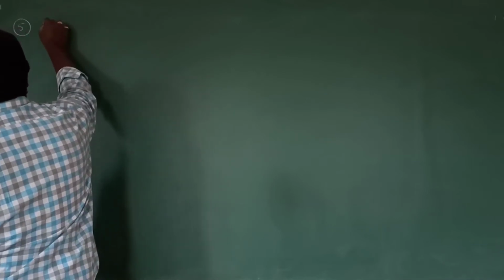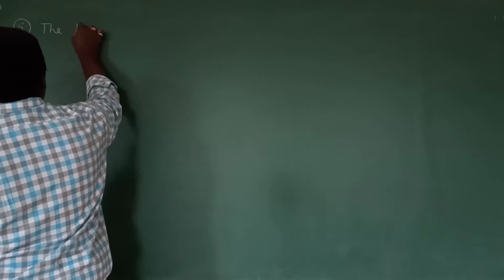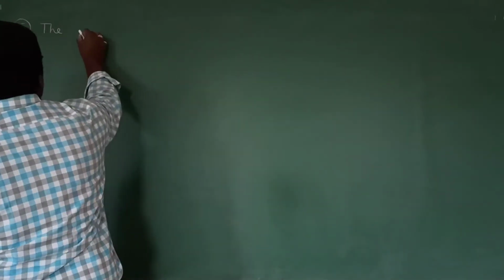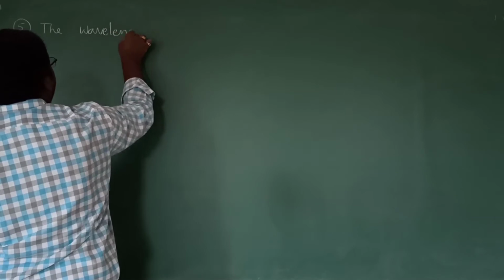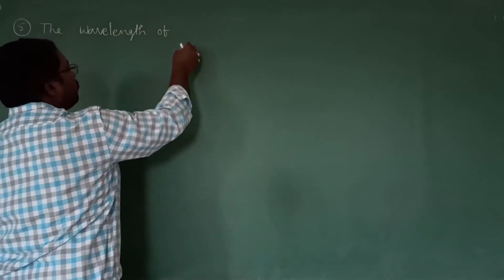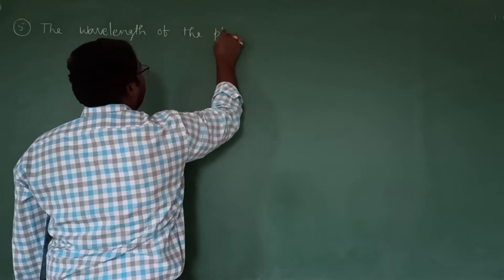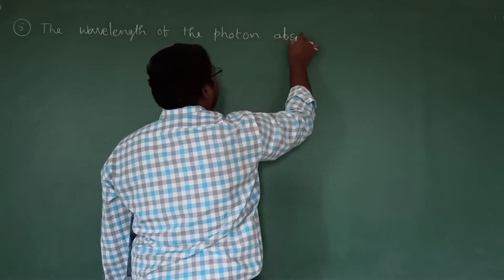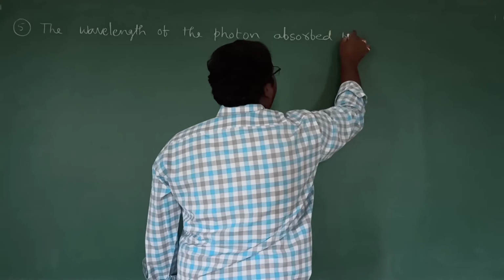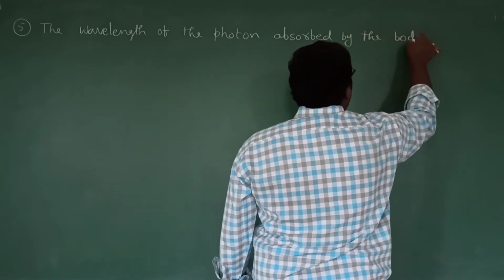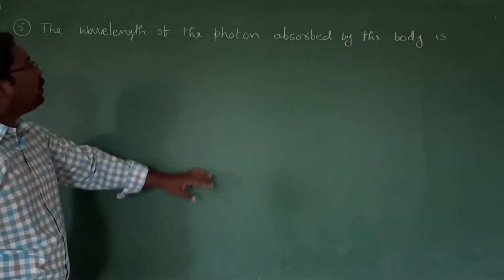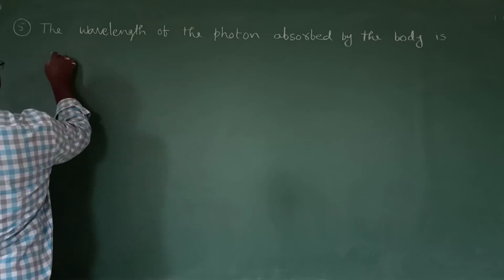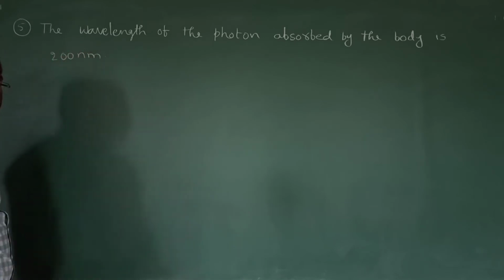Coming to the next question. The wavelength of the photon absorbed by the body is 200 nanometer. Okay?